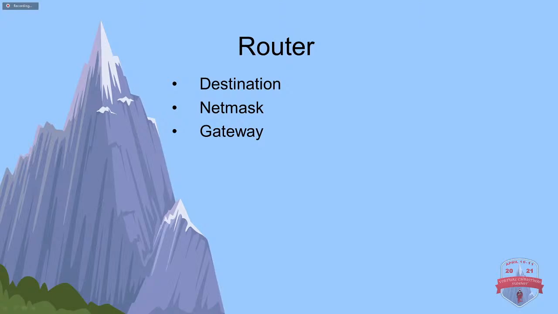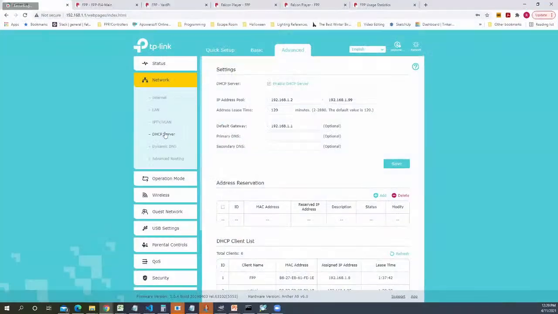So that's how you do a router. Then the other thing that I wanted to mention is DHCP. I mentioned that, so let me pull up the DHCP. If you go into your DHCP settings, you can actually tell the router... well, let me back up a little bit.